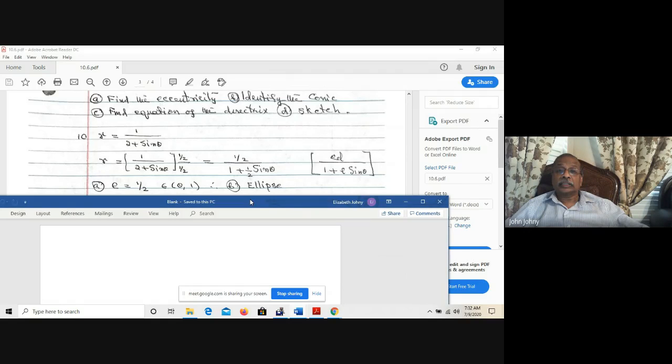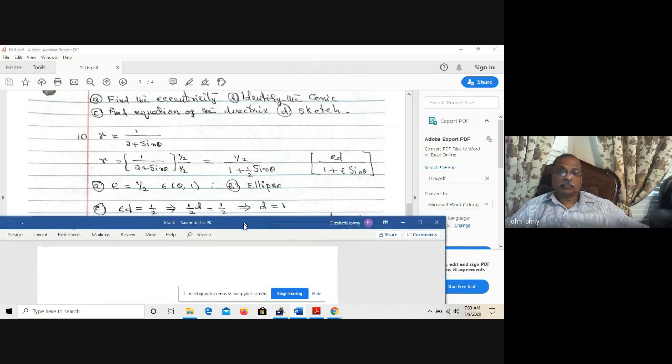So the eccentricity is 1/2. That's the number in front of sine theta or cos theta, provided the first number in the denominator is 1. So you divide the numerator and denominator by 2. The numerator becomes 1/2 and the denominator becomes 1 plus 1/2 times sine theta. Now you compare it with one of the 4 formulas, ed over 1 plus e sine theta. So e is 1/2, between 0 and 1, so it is an ellipse. So the second part is over.